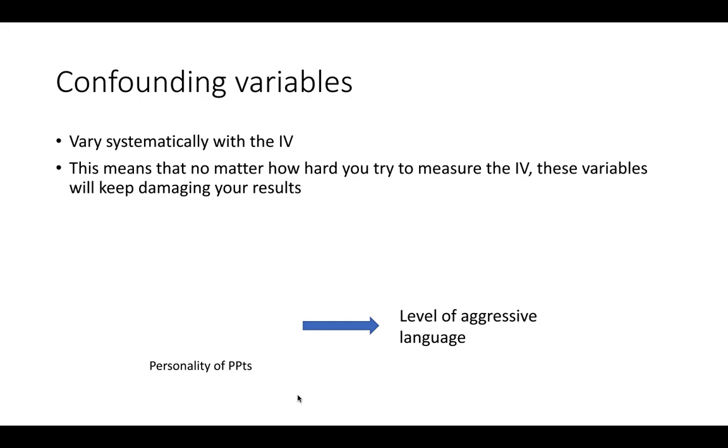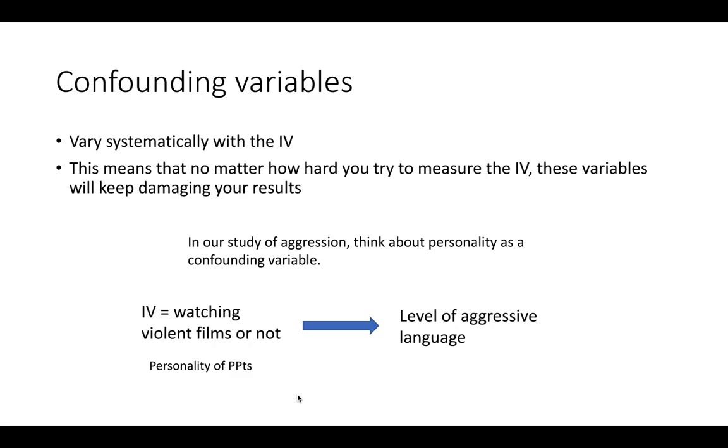What we mean by this is that no matter how hard you try to measure the IV, these variables will keep on damaging your results. So even if you've controlled for all the other extraneous variables, the confounding variable will still be there no matter what. So let's think of our study of aggression and think about personality as a confounding variable. So the independent variable, watching violent films or not, leading to a level of aggressive language, let's say.